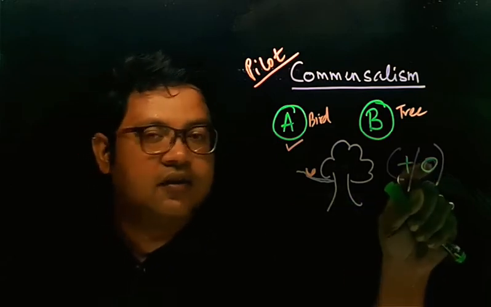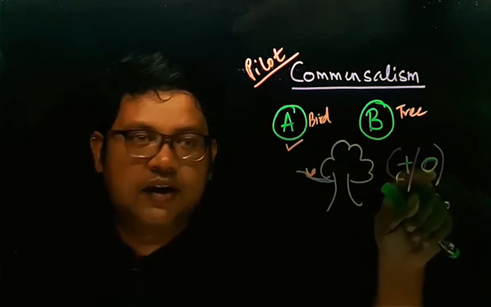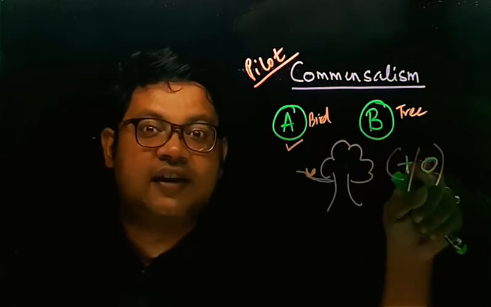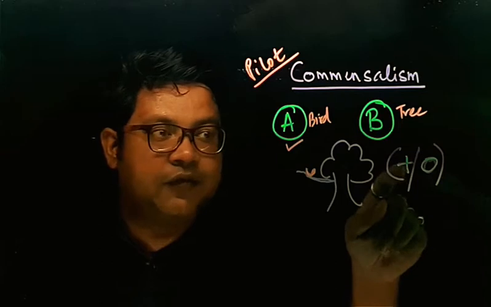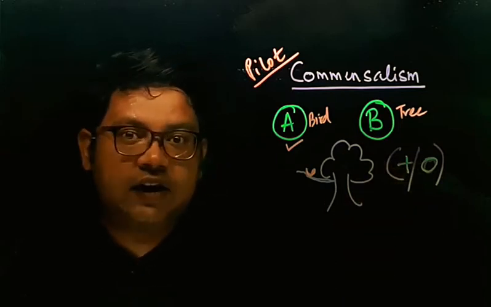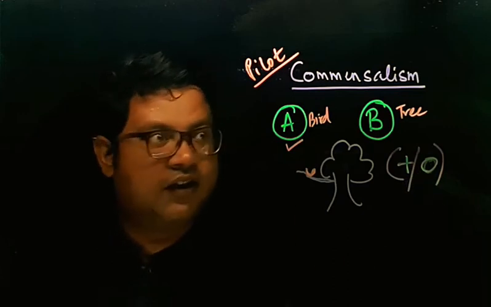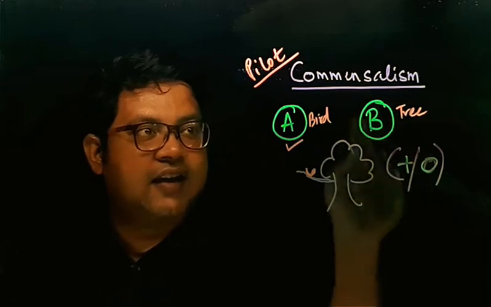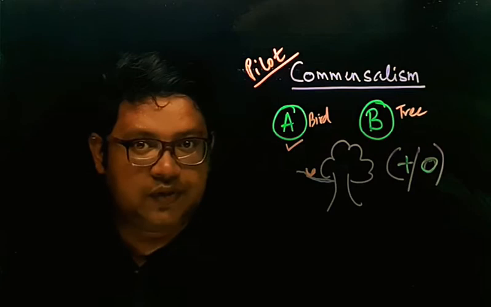If I write minus over here, that means the other species is getting harmed. If I write plus over here in the place of 0, that means the other species is getting benefited. But in commensalism, only one of the species gets benefited. The other species neither gets benefited nor gets harmed. So we will write 0 over here. So +/0 is the sign of commensalism. I hope this part is clear to you.